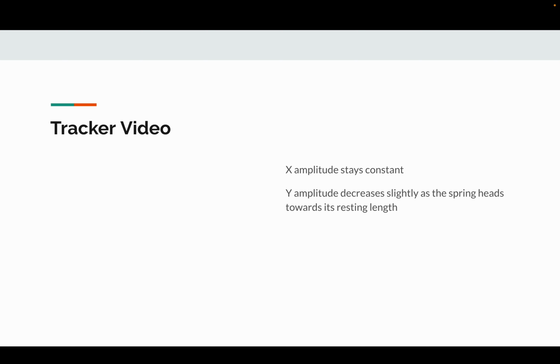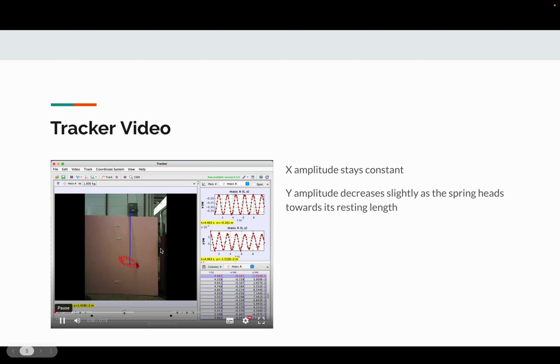Here's our Tracker video. You can see that the x amplitude stays relatively constant, but the y amplitude decreases slightly as the spring heads towards its resting length, as the spring wants to go to L naught.